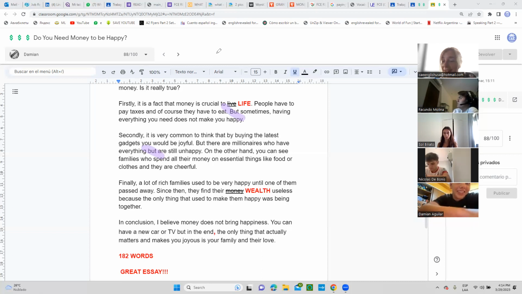Yet or yet. You can put however here in the first one, and you can put a yet here. Okay. On the other hand, this is great. On the other hand, you can see families who spend all their money on essential things like food or clothes, and they are cheerful. Finally, a lot of rich families used to be very happy until one of them passed away. Since then, they find their money.